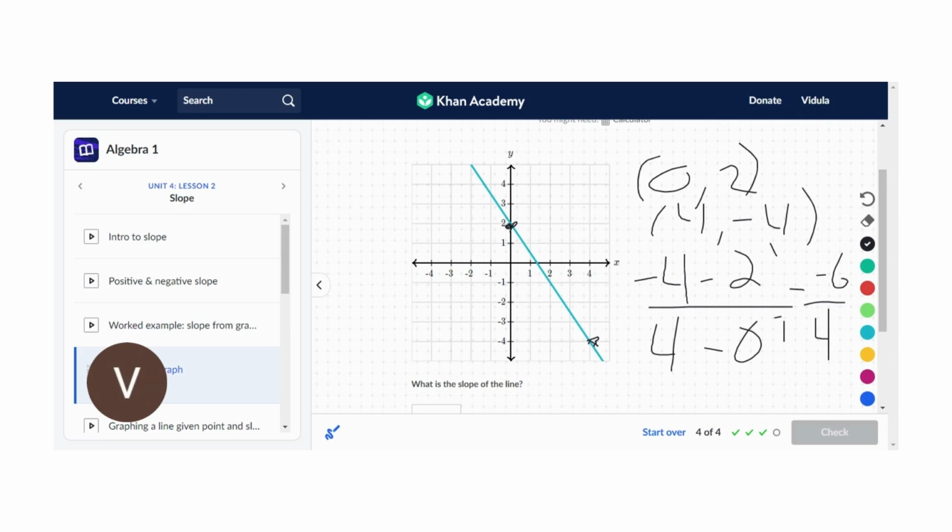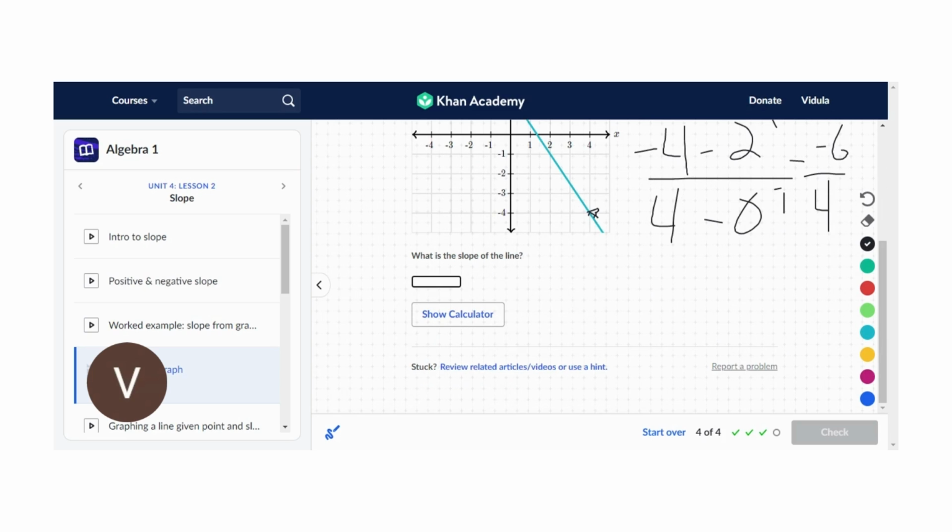I'm going to tell you something. Whenever you have a negative number on the numerator or the denominator, so for example, it's -6 over 4, then that's going to simplify to -6/4. So here it's going to be -6/4, and then you could simplify it, so it's not going to be -6/4, it's going to be -3/2.